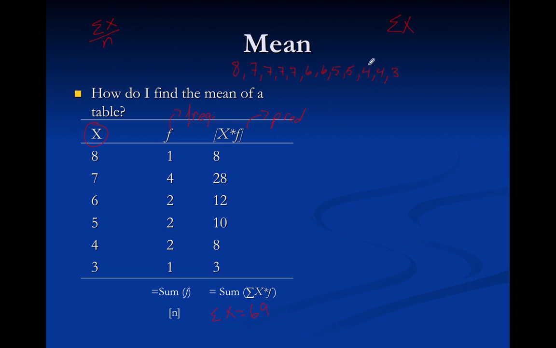Okay? Now here, if you want to do it this other format, if you actually want to add up each one of the individual numbers, just like I've done right here, you can definitely do that. So I can give you a minute to go ahead and do that as well. 8 plus 7 plus 7 plus 7 plus 7 plus 6 plus 6 plus 5 plus 5 plus 4 plus 4 plus 3.